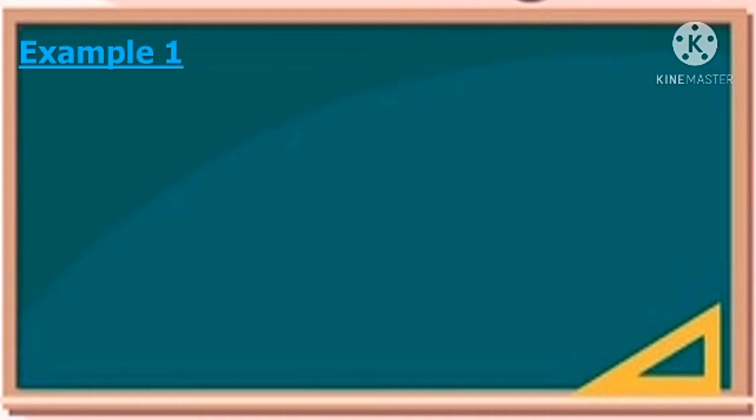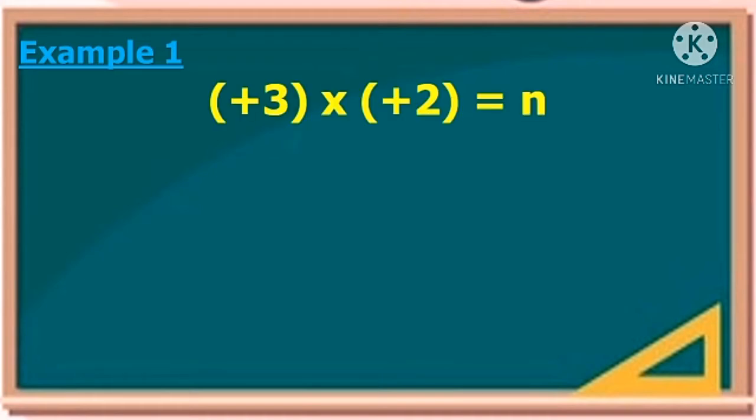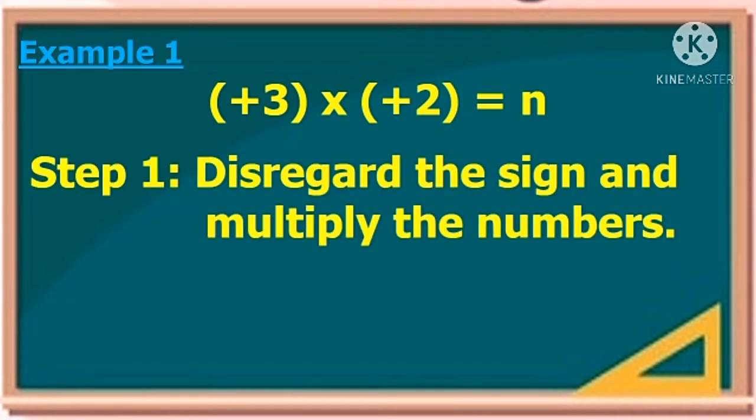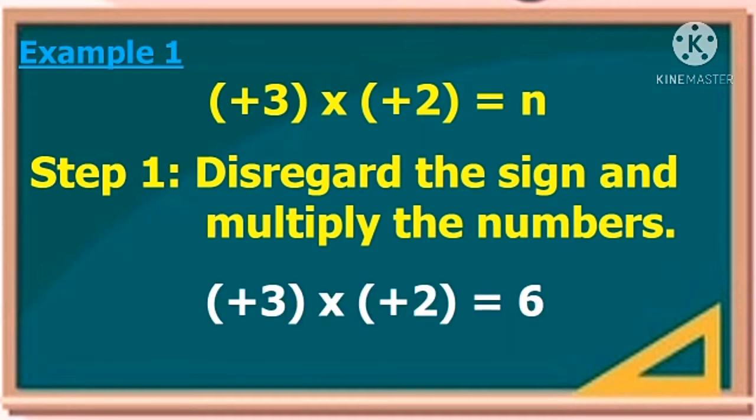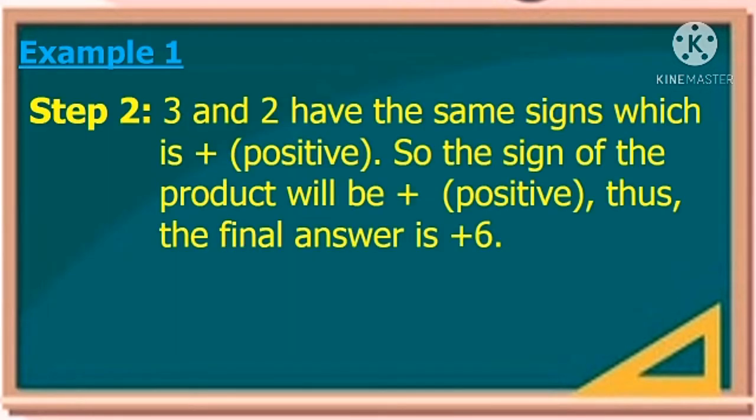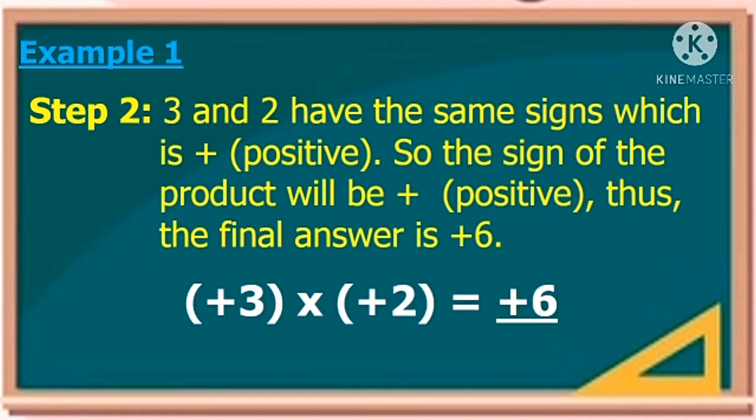Let's have some examples. Example number 1. Positive 3 times positive 2 equals n. Step 1. Disregard the sign and multiply the numbers. We have positive 3 times positive 2 equals 6. Step 2. 3 and 2 have the same signs, which is positive. So, the sign of the product will be positive. Thus, the final answer is positive 6. So, positive 3 times positive 2 equals positive 6.